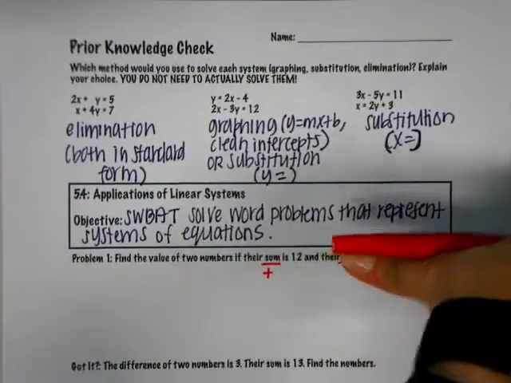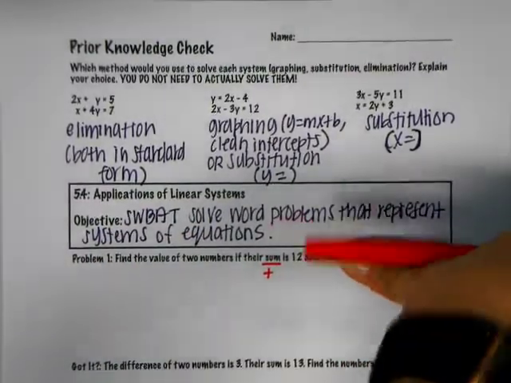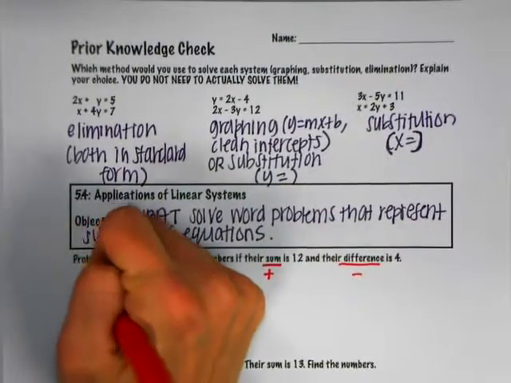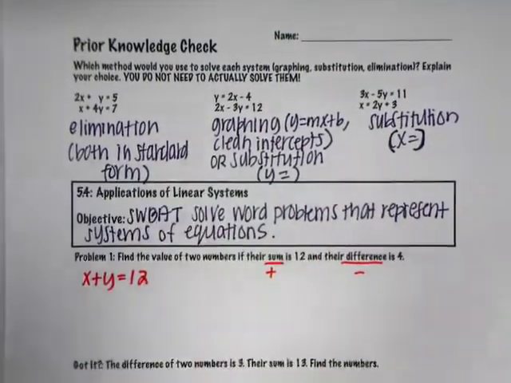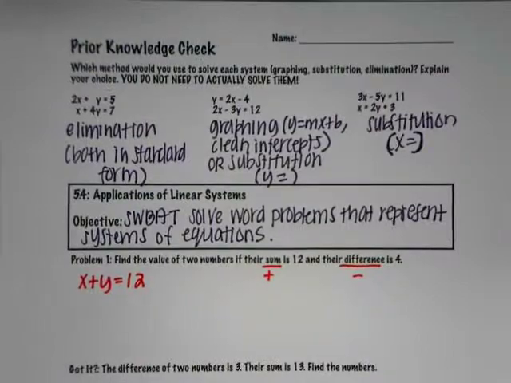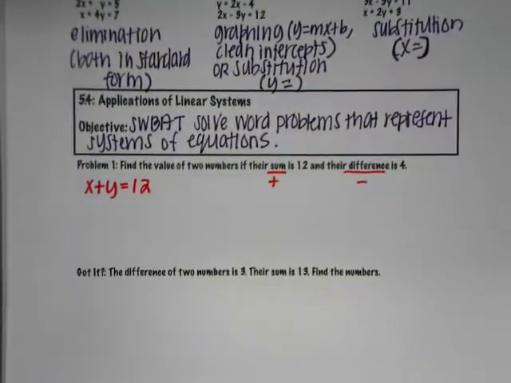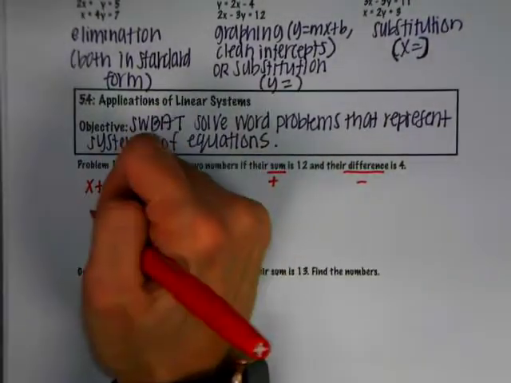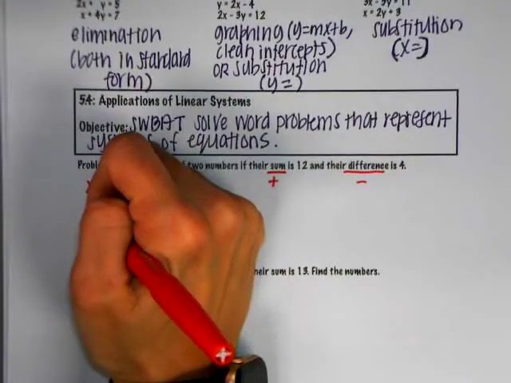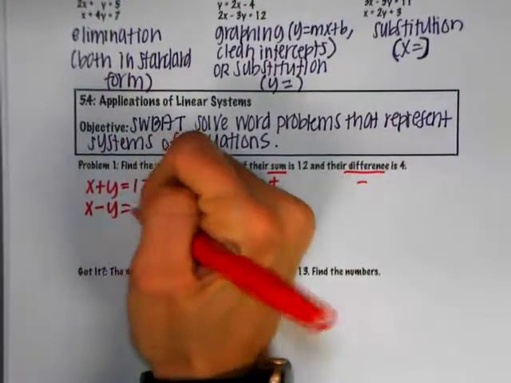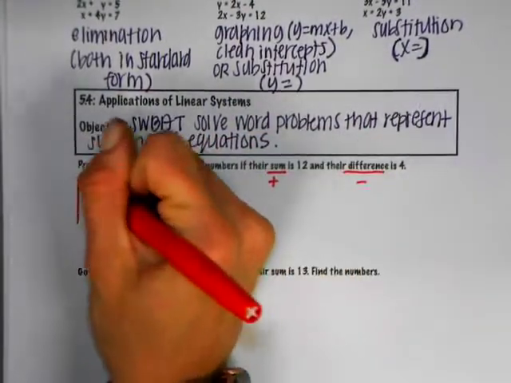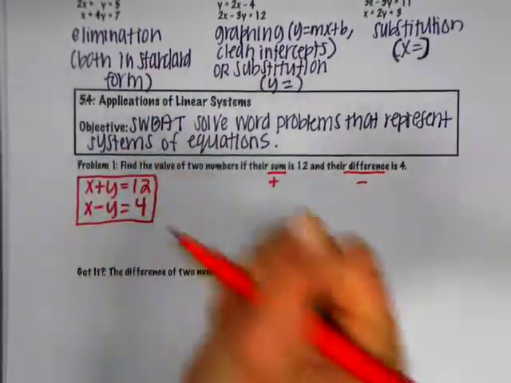So we're ignoring this right now. Yep, x plus y equals 12. So the sum of two numbers is 12, so x plus y equals 12. And then their difference is 4, so how do I write that? Yep, x minus y equals 4. So that's your system of equations that we set up.